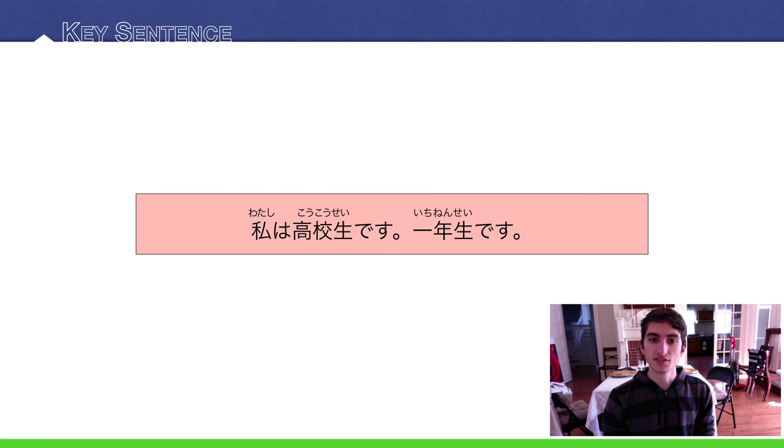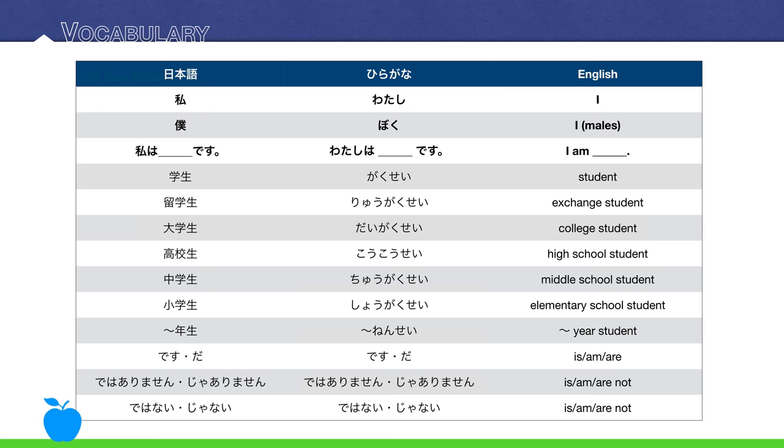Our key sentence for this lesson is 私は高校生です。1年生です。And we'll review that again at the end. Today's vocabulary, this lesson is very school themed. So today's vocabulary has a lot to do with school. The words and phrases in bold are review vocabulary. I presented them in previous lectures. You should know them already.